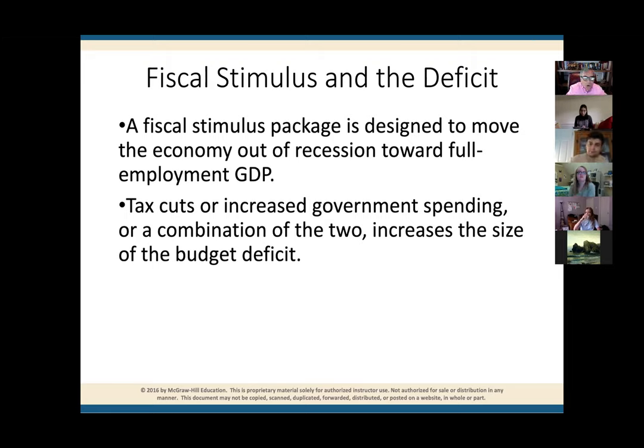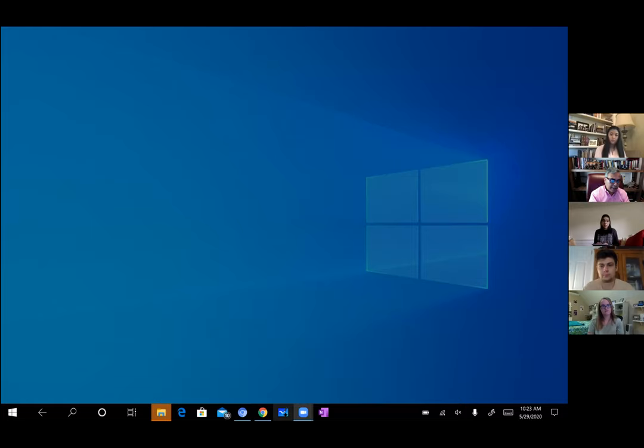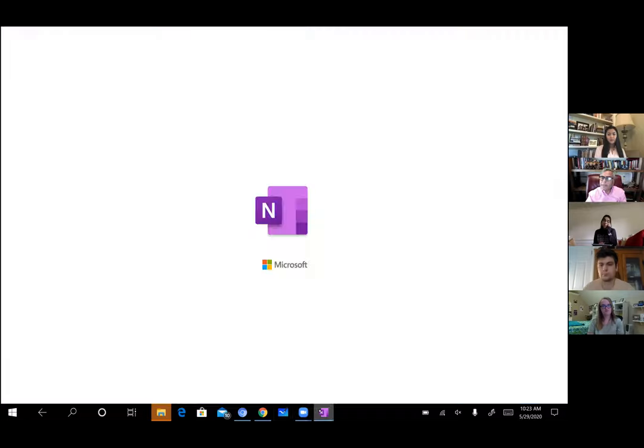The government operates on what's called a fiscal year. Anybody know when the government's fiscal year begins? Anybody have an idea? Okay. The fiscal year begins on October 1st. It's October, November, and December. That's the first quarter of the year.